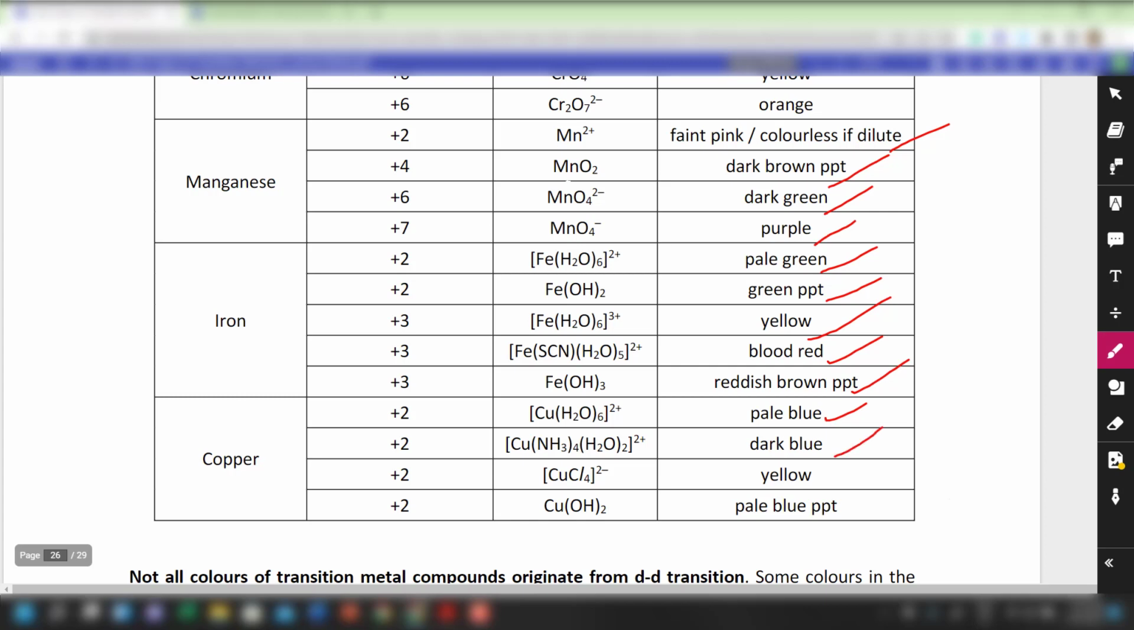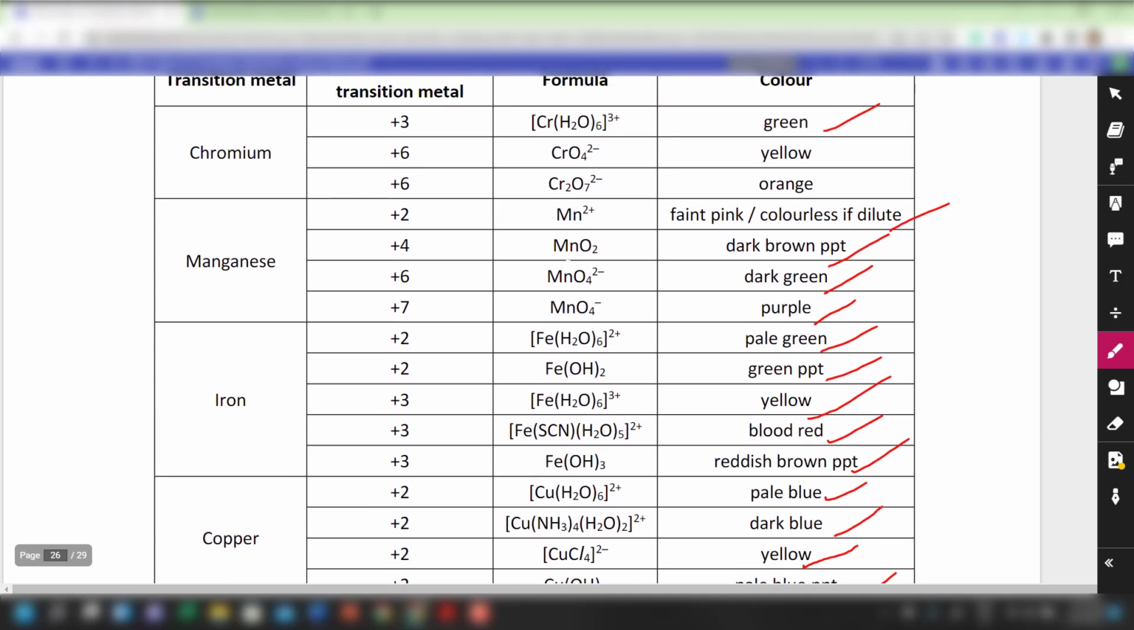Copper 2 is pale blue, you know about it. Tetraammine copper 2 complex is a dark blue solution, you know it. Tetrachloro copper 2 complex is yellow. You might have seen it before in the lab. If not, then it's fine. Copper 2 hydroxide is a pale blue precipitate. You see, you know most of it. The only pair you have not encountered, because we try to avoid letting the students handle chromium, is dichromate and chromate. So orange and yellow respectively.